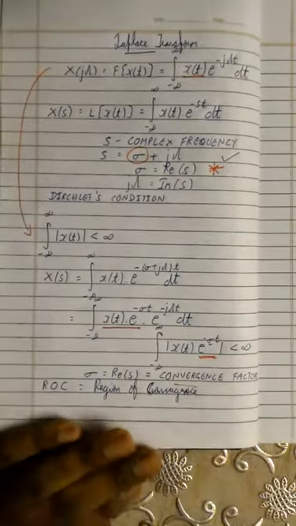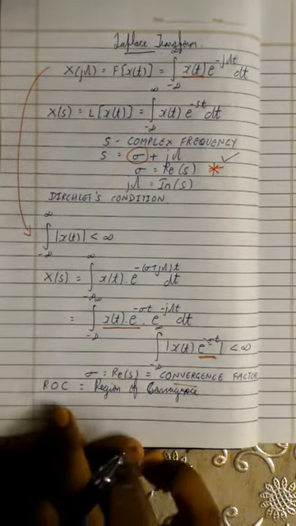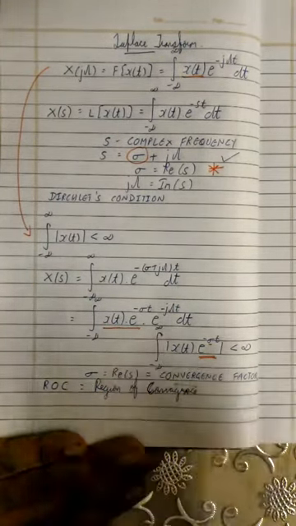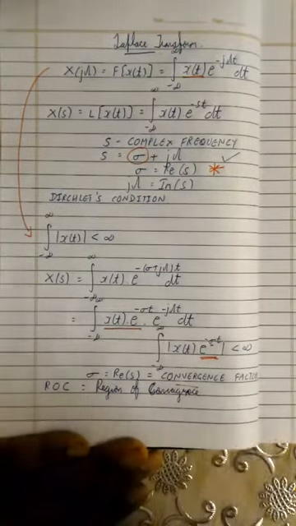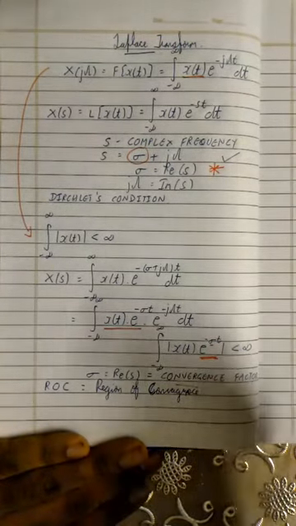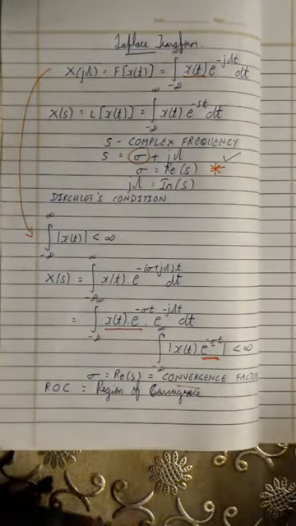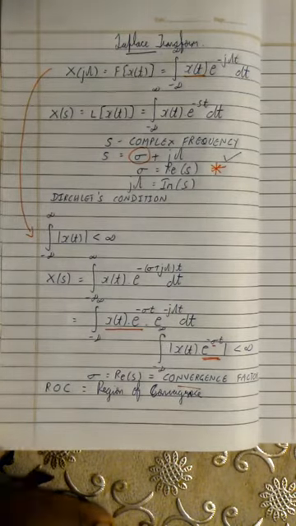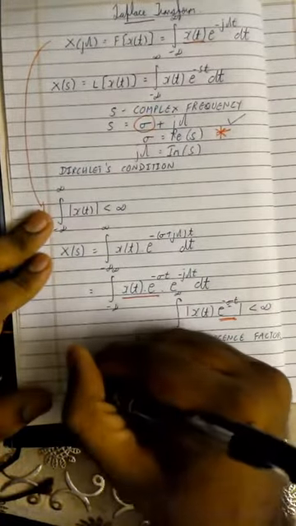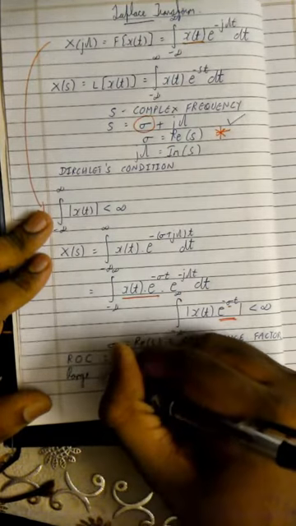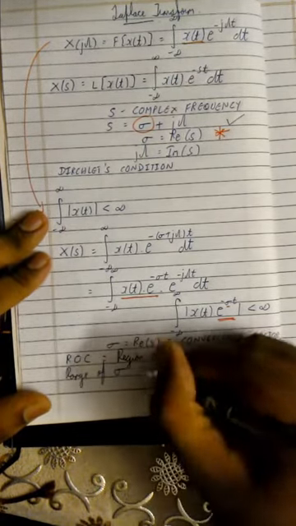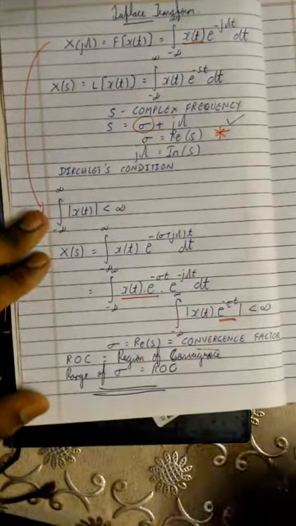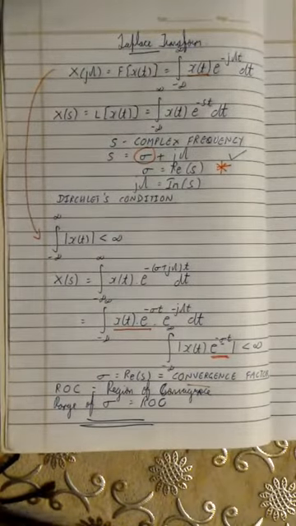So region of convergence, that is the range of sigma over which the Laplace transform exists, or it is the range or the values of sigma over which the Laplace transform converges to a single value. Okay, so this is my introduction to Laplace transform.